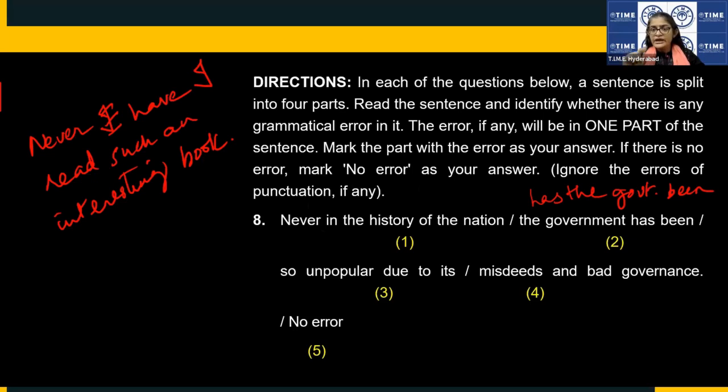So, in the history of the nation, the government has never been so unpopular. That never we are bringing to the beginning. Never in the history of the nation has the government been. Inversion is required for this structure. So the error is in part 2. Have you got the structure properly understood? Okay.